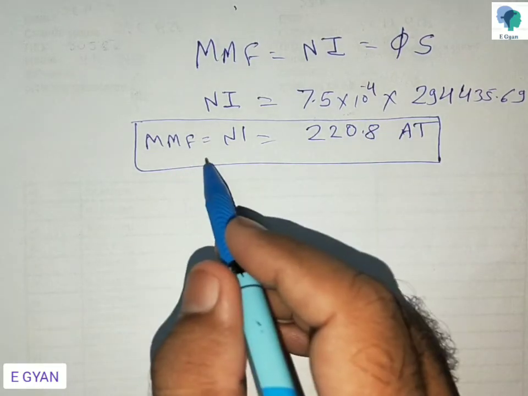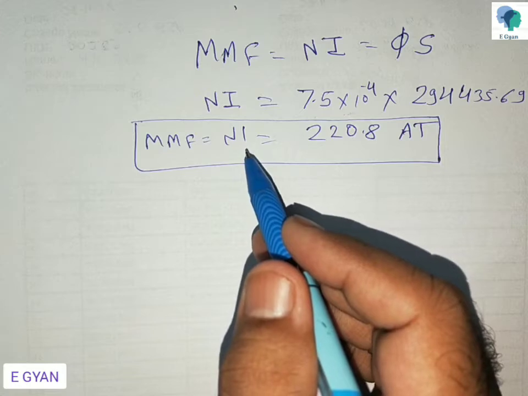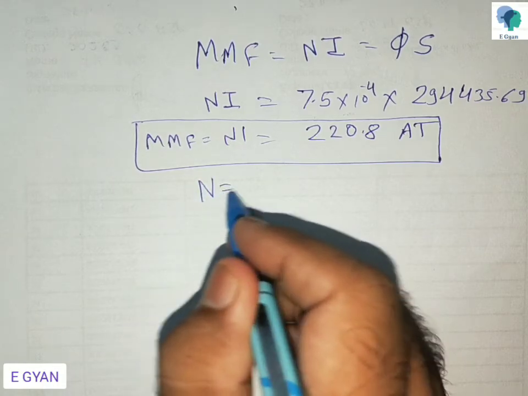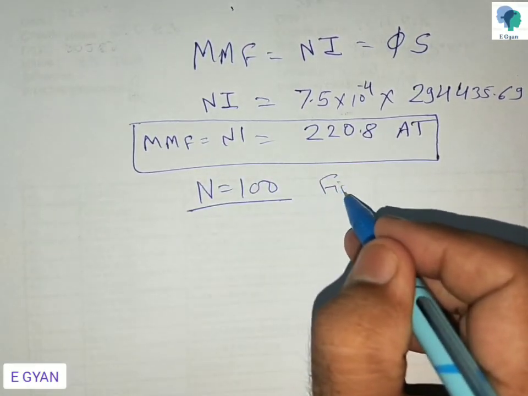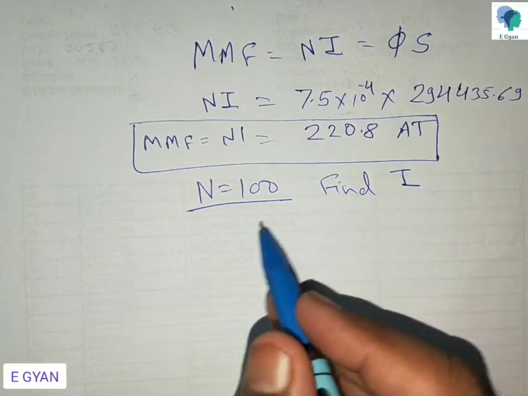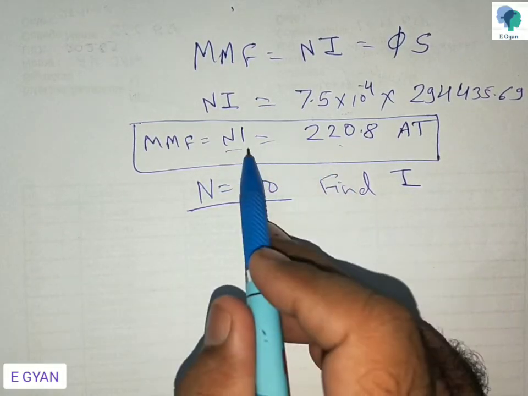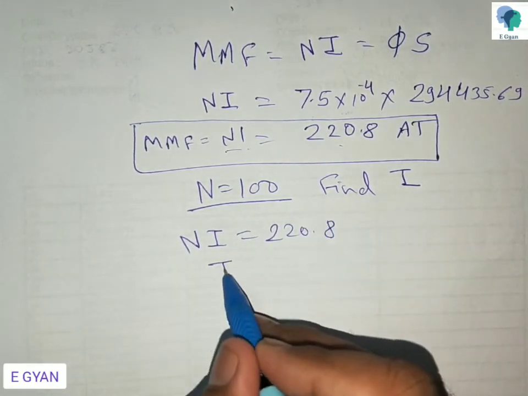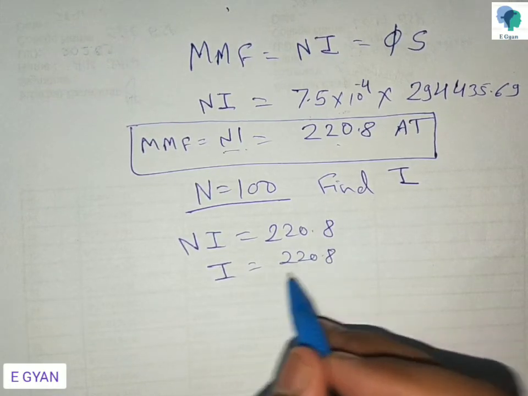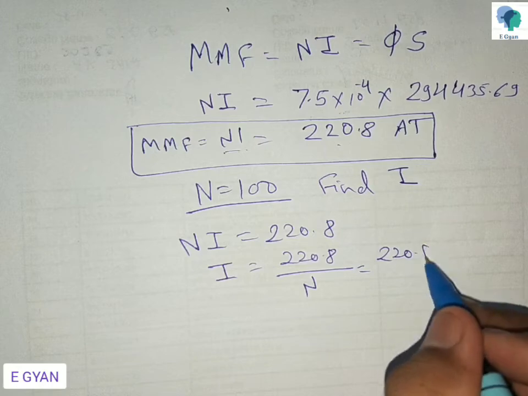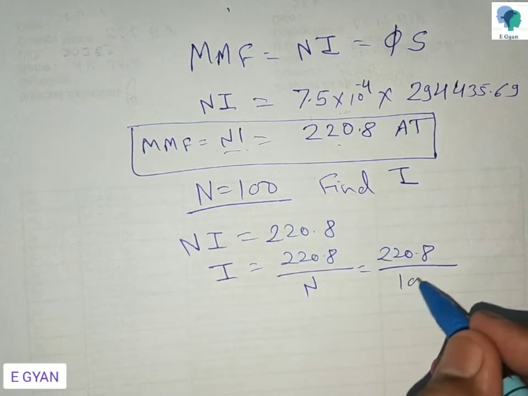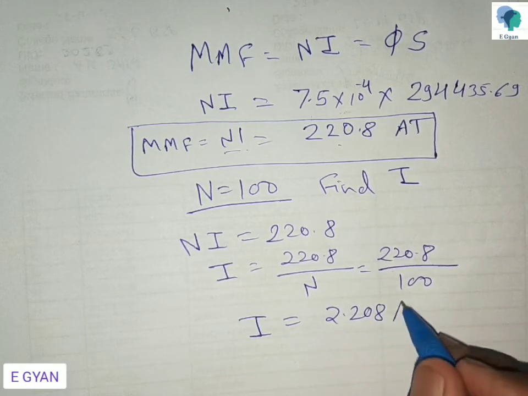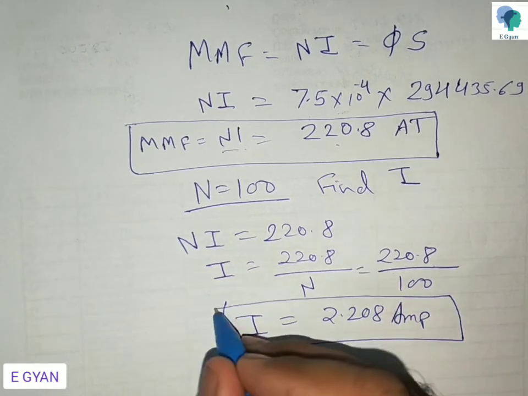By calculating MMF, now we can proceed to the next part, and it is asked to find the current in a 100 turn coil. So the number of turns is equal to 100 and it is asked to find the current. How can we find it? We know that Ni is equal to 220.8, so we can find I. I will be 220.8 divided by N, that is 220.8 divided by 100. So I will be 2.208 ampere.